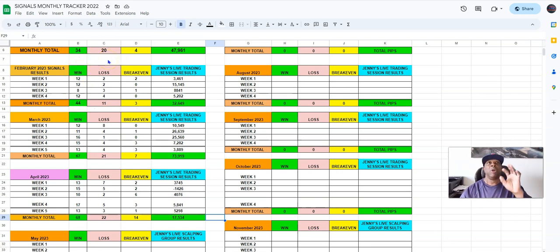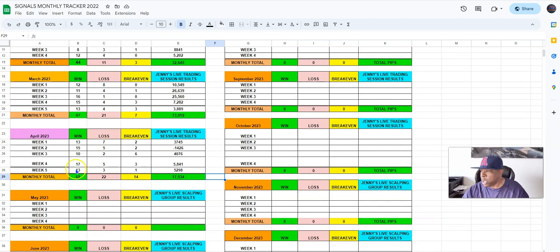It's kind of like trading on a Sunday, but it's the whole month, because the month is getting settled up. But then look, we did 44 and 11 on that one, 67 wins and 21 losses here. Then we did 68 and 22 in April. Look at this: 13 wins, 7, okay? 15 and 5, 10 and 2, 17 wins and 5, 13.